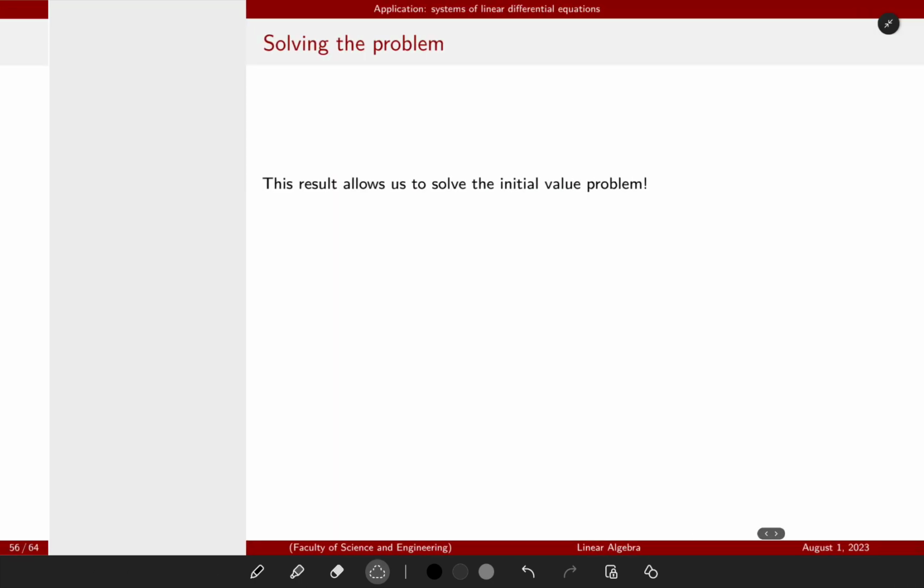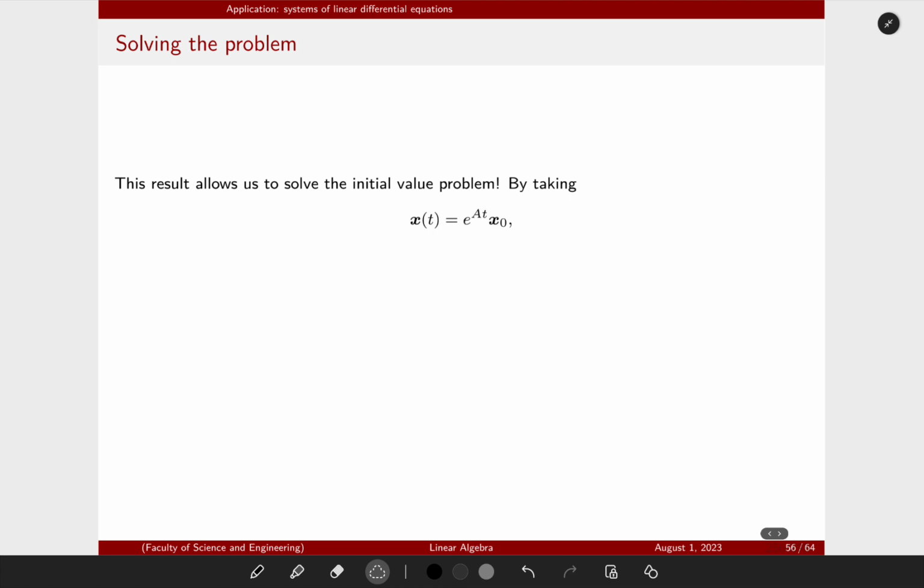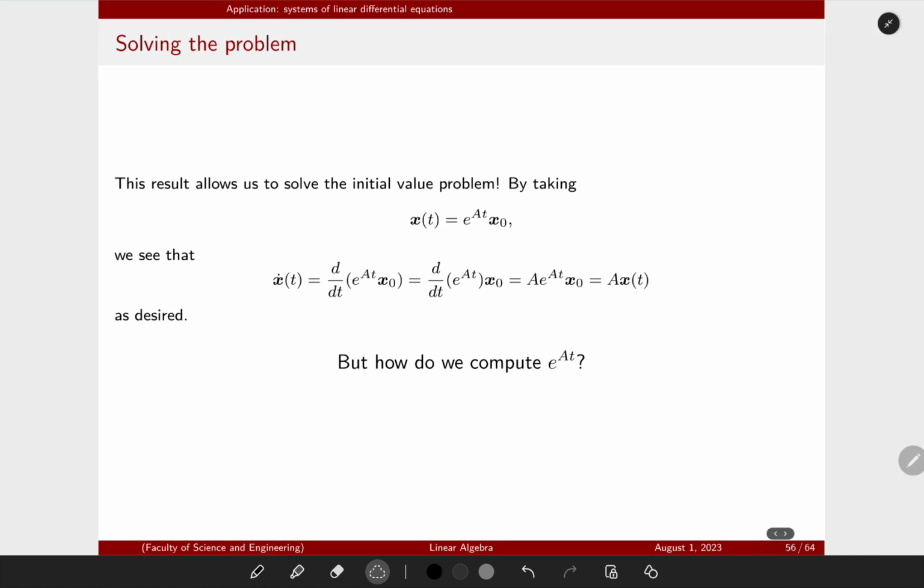So exactly, we will now solve the problem. If we take this solution and plug it in, we see that taking the derivative, we can take out this x0 term. We get a e to the at, but that is just the same as a times our x of t, which we had before. This is our x of t, and this is exactly what we wanted, so it works.